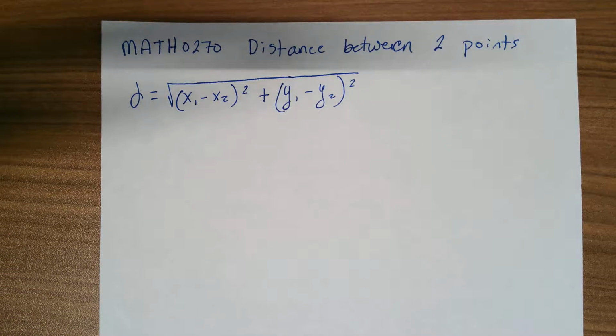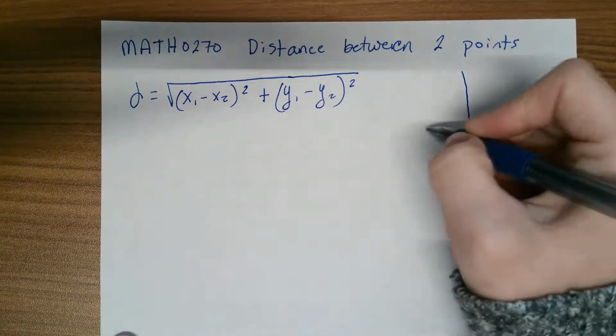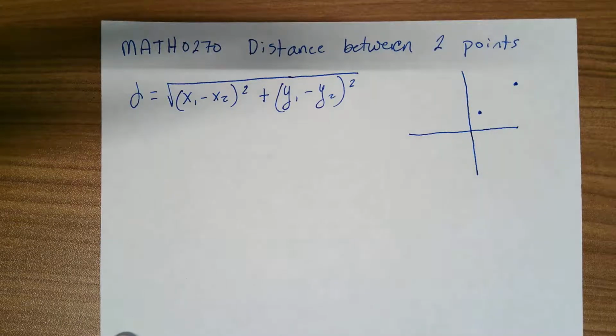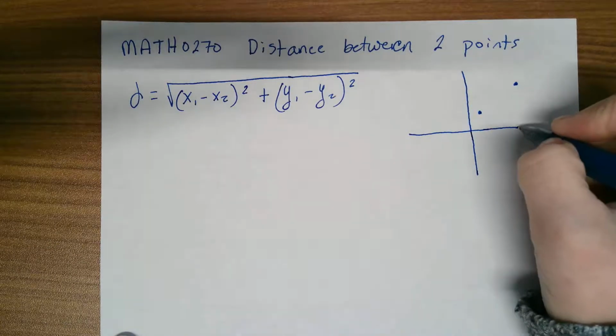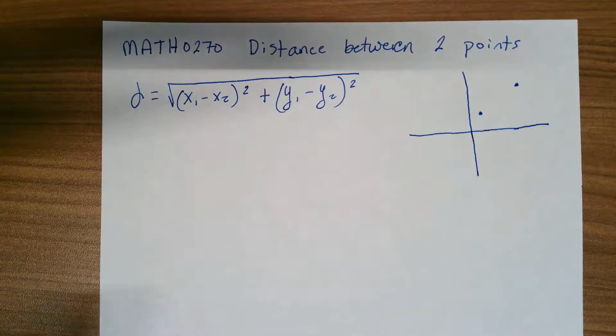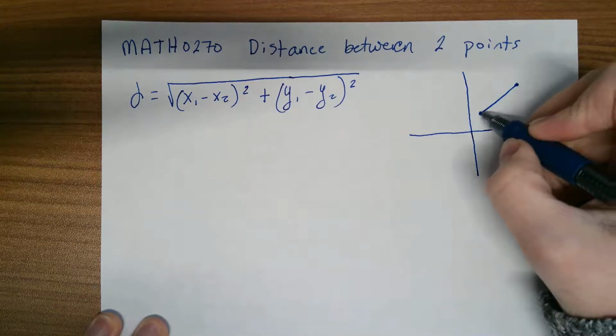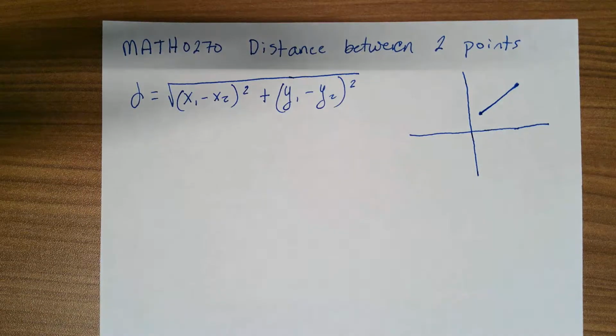All right, our goal here is to find the distance between 2 points. So let's look graphically real quick. What are we actually finding? If I have 2 points here in the coordinate plane, or the Cartesian plane, whatever you want to call it, on my graph, then the distance is literally just this right here, the distance between 2 points.